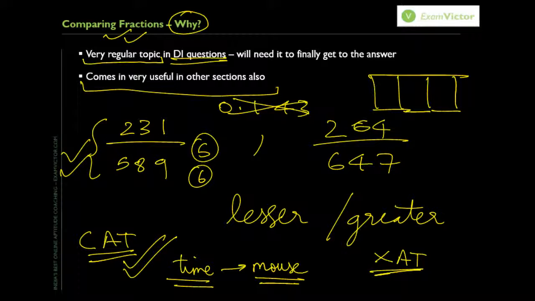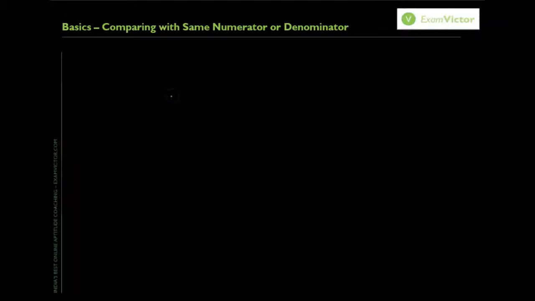So let's see how to do it now. Alright, first let's start with some real basics. How to compare two fractions when they have the same numerator or the same denominator. Okay, let's start with the second thing first. Actually, let's start with two fractions that have the same denominator.